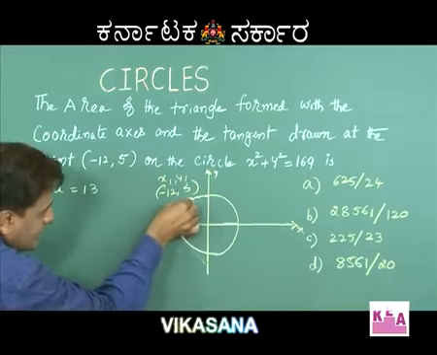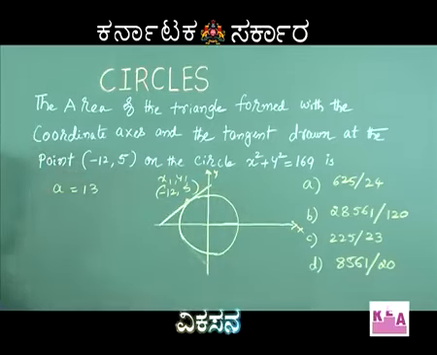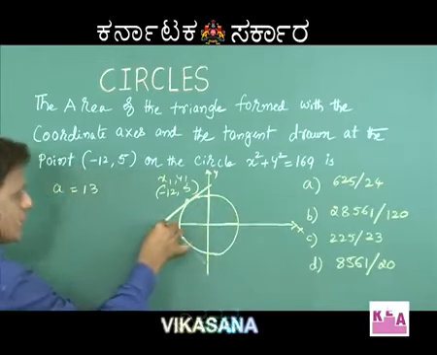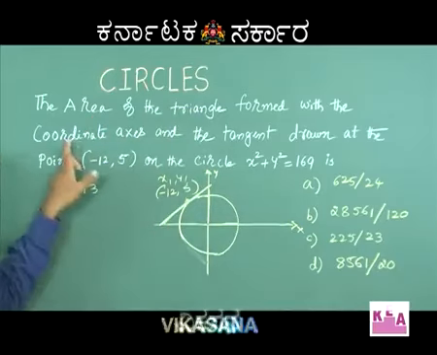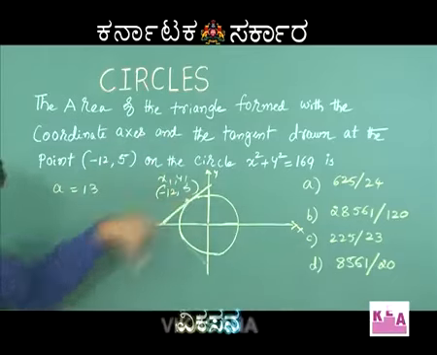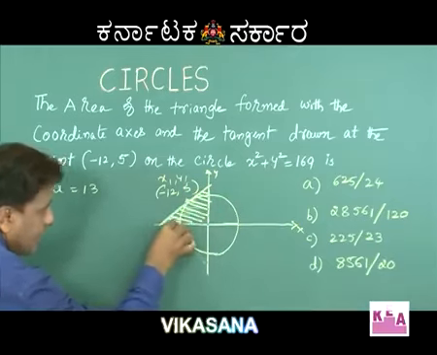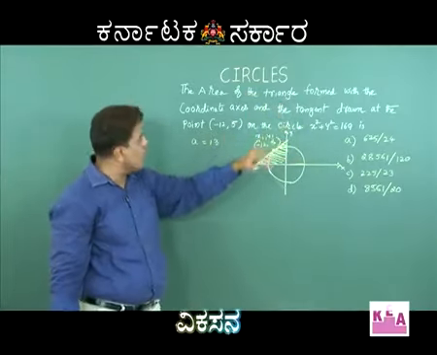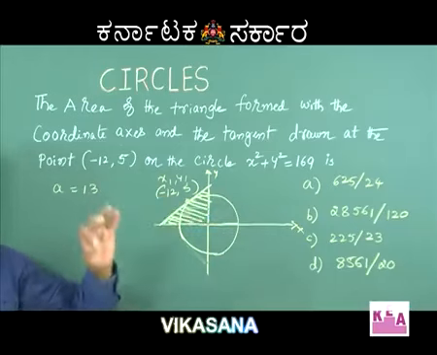At this point you draw the tangent to the circle, which cuts both the x and y axes. So we have to find out the area of this triangle. Please read the question carefully now. The triangle is formed with the coordinate axes and the tangent to the circle. So we have to find out the area of this triangle. Again, read the question very carefully. The triangle is formed with the coordinate axes and the tangent to the circle whose center is at the origin.